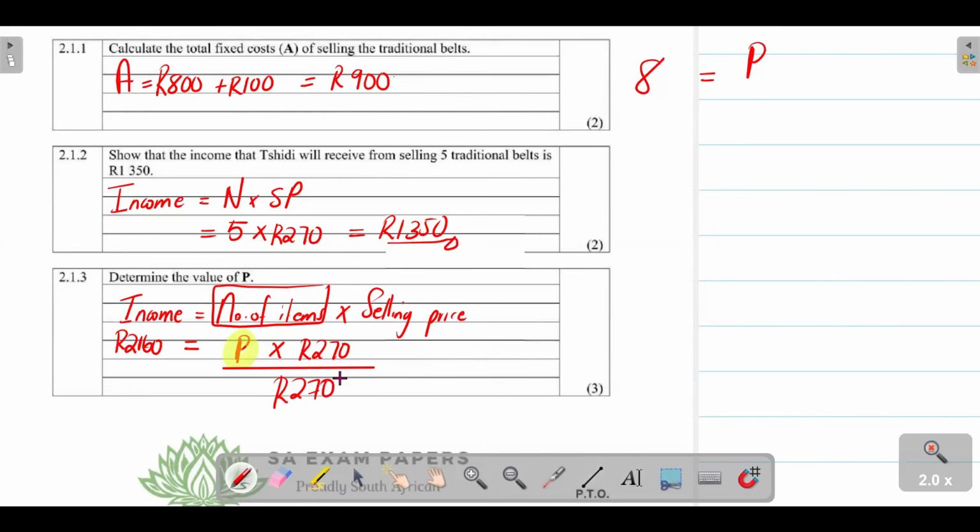If you divide by 270 on the right, what you do on the right, you need to do on the left, please. So you divide by 270 there. Therefore, you'll see that this cancels, because one is at the top, one is at the bottom. Therefore, your P is equal to 8 belts.